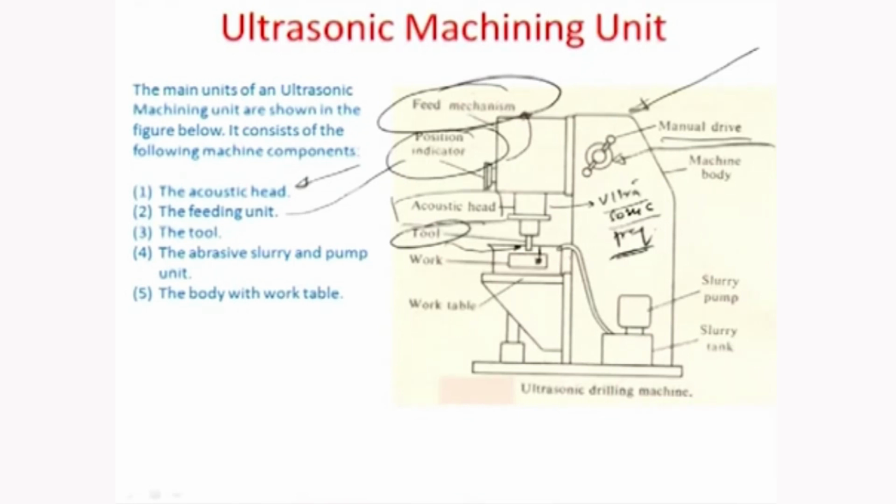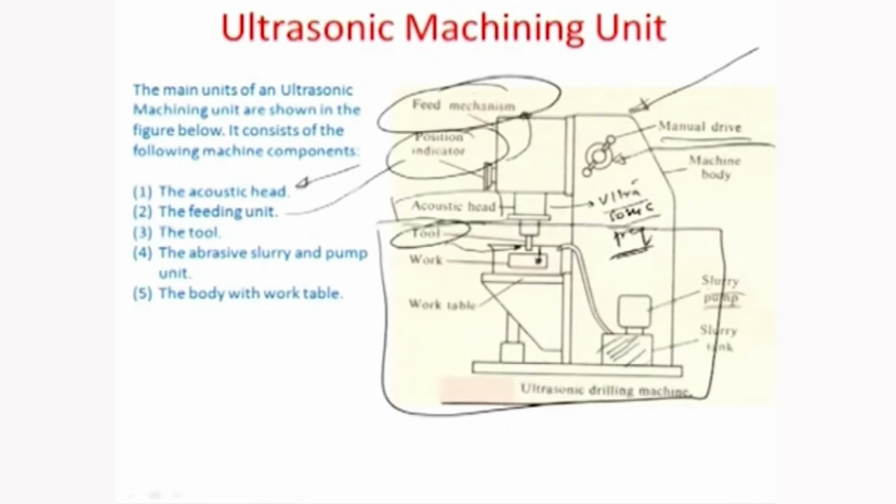And the whole unit down here, starting from the tool all the way to the bottom of the machine, is because you have to smoothly flow the abrasive slurry. So you have a slurry tank here, and there is a pump which pumps out the slurry from this tank, and it sends it into this cavity here, and the cavity is really where the workpiece is immersed.